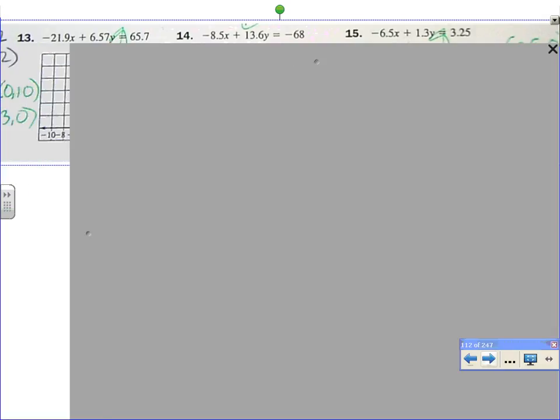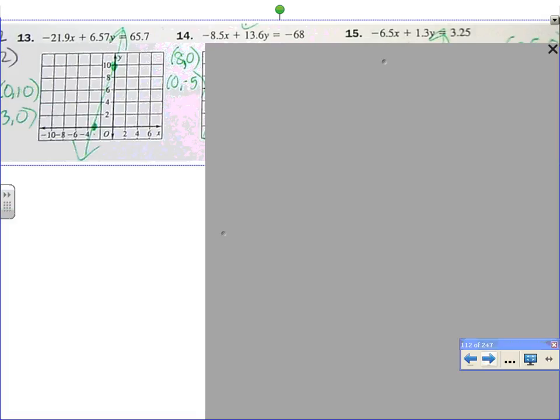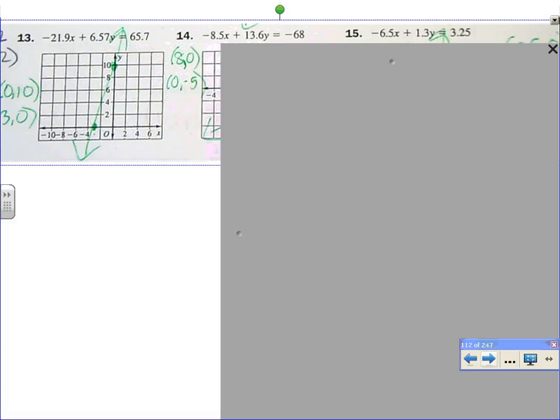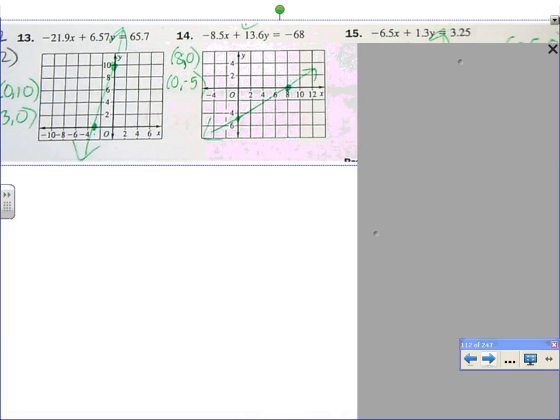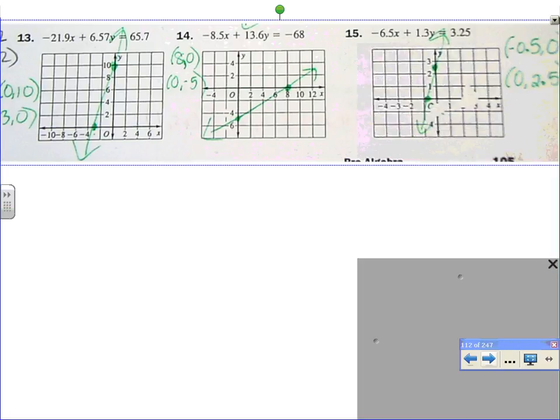Good job. 14. Ping. X is 8, 0 and y is 0. Good job. And 15. Last one on this page. David? Number 15, anyone else? David next. Zero, 2.5. These are a little hard to see, but mine looks like that. This one looks like that. And this one over here looks like that.